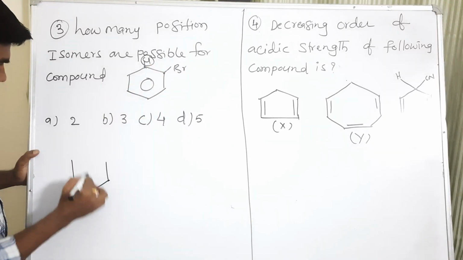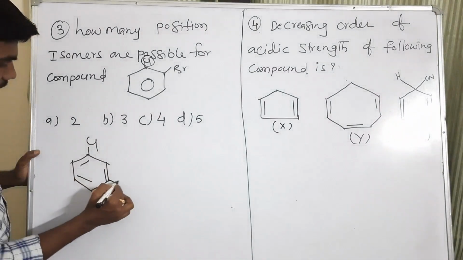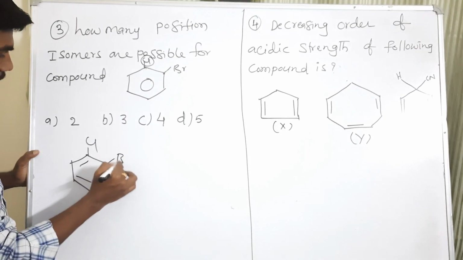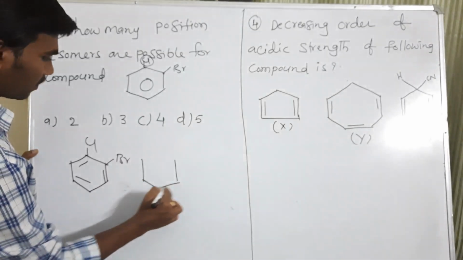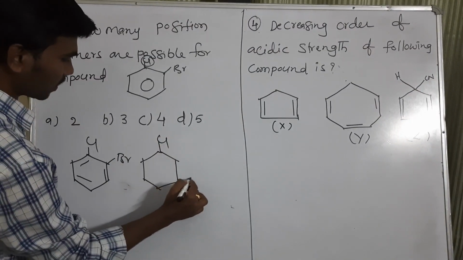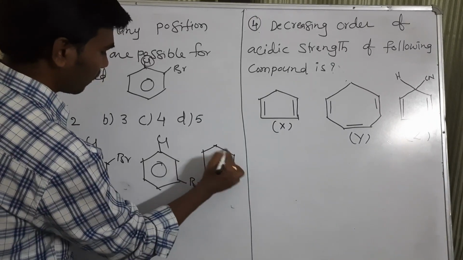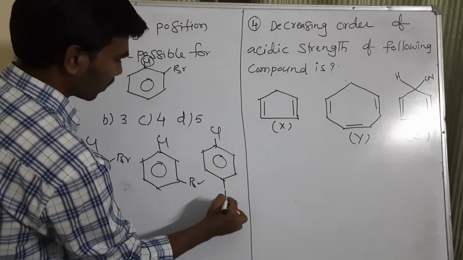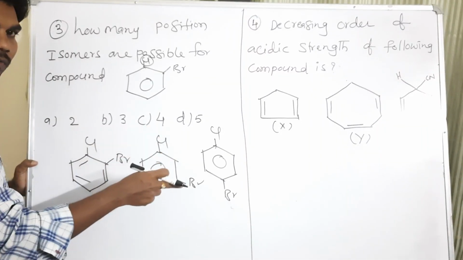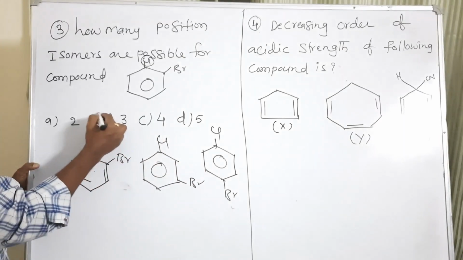So this is one possibility, this is one possibility, this is another possibility, this is one more possibility. Means how many position isomers are there, having the same molecular formula but their position is different. So 1, 2, 3. So the answer is 3.